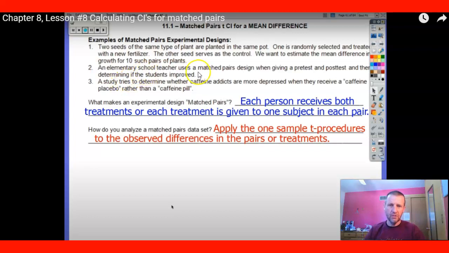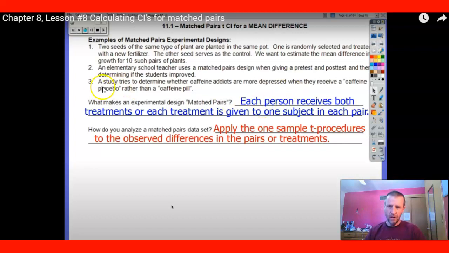An elementary school teacher uses a matched pair design to pre-test and post-test for each student. Student A, pre-test versus post-test. Did they do better or not? I can't compare student A's pre-test and student B's post-test. I have to compare student A to student A, student B to student B, and so on.